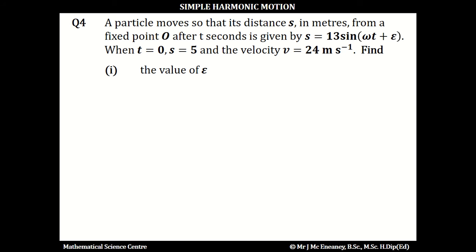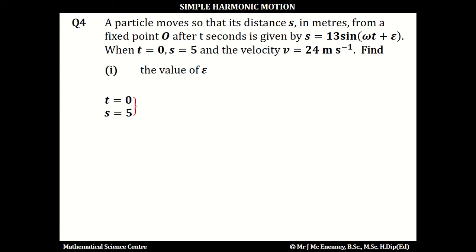Question 4. A particle moves at its distance s in meters from a fixed point O after t seconds is given by s equals 13 sine omega t plus epsilon. When t is 0, s is 5 and the velocity v is 24 meters per second. Part 1, we're looking for the value of epsilon.